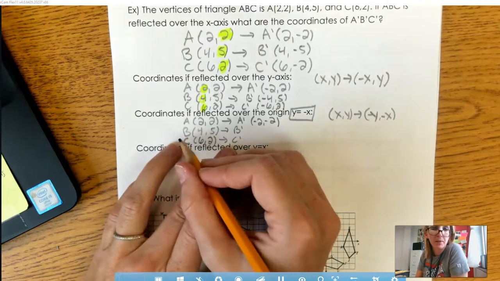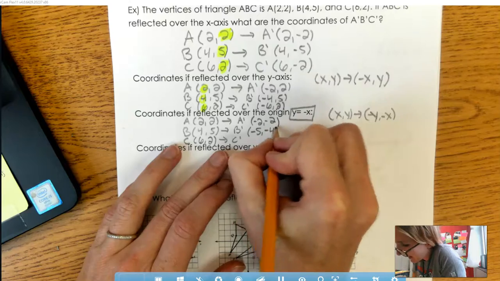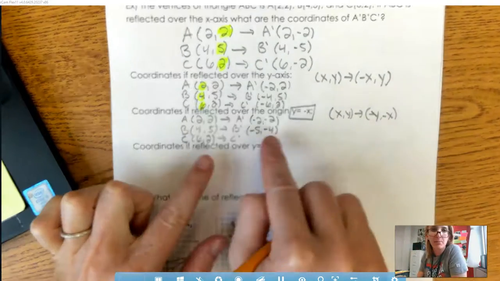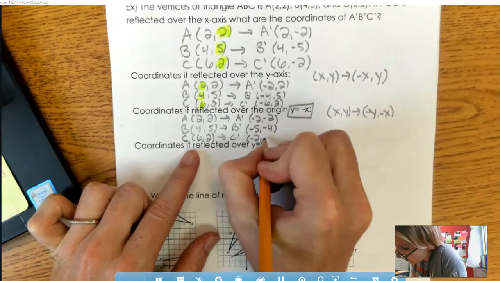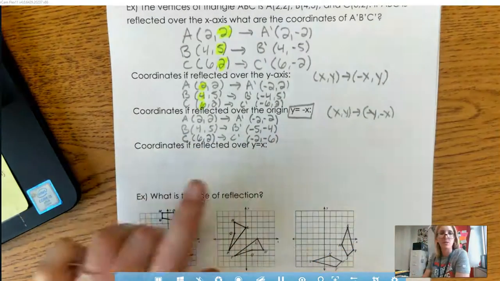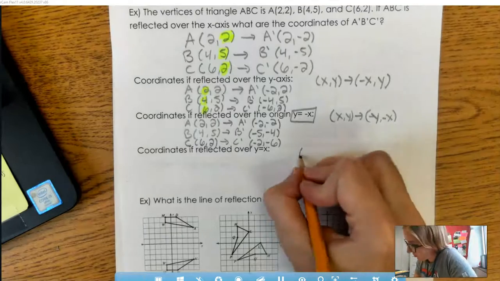All right, here, let's flip these and change the sign. So b prime is going to be negative 5, negative 4, because I flipped them and I changed the sign. And then c prime is going to be negative 2, negative 6, because again, I flipped them and changed the sign. All right, go ahead and try this last one.